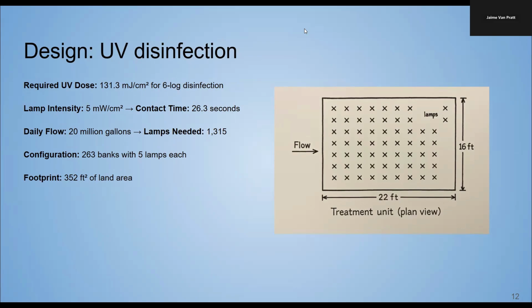To treat 20 million gallons of water per day, we determined that 1,315 UV lamps would be needed, arranged into 263 banks with 5 lamps each. All of this would require about 352 square feet of space for the UV disinfection system.